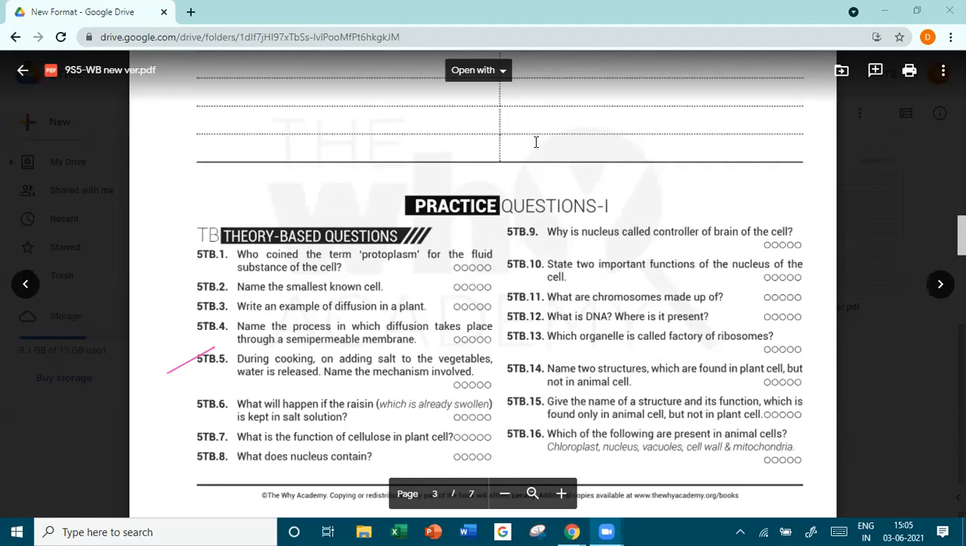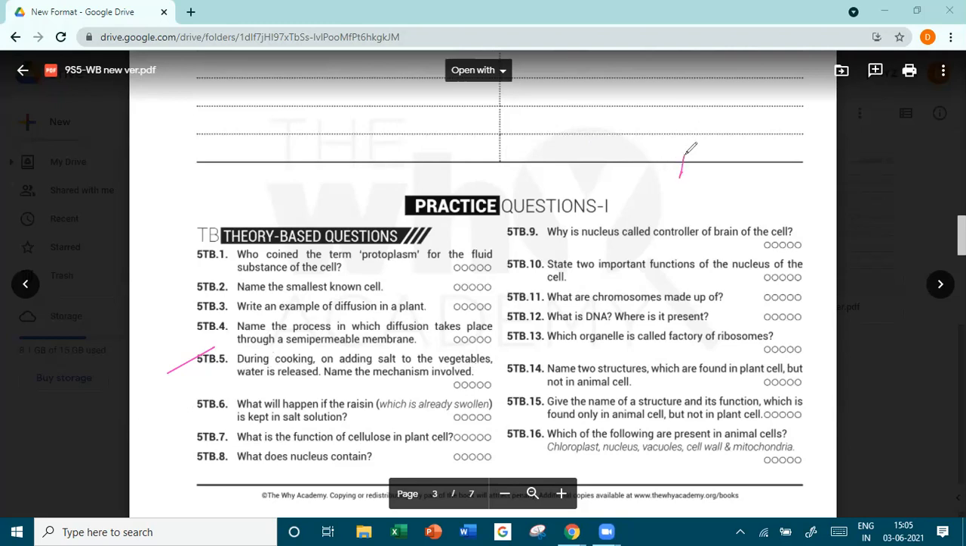Osmosis? Yes, correct. Okay, so I think still many of you might be having confusion regarding hypertonic, regarding the mechanism, or when you should say a solution is hypertonic or hypotonic, right?